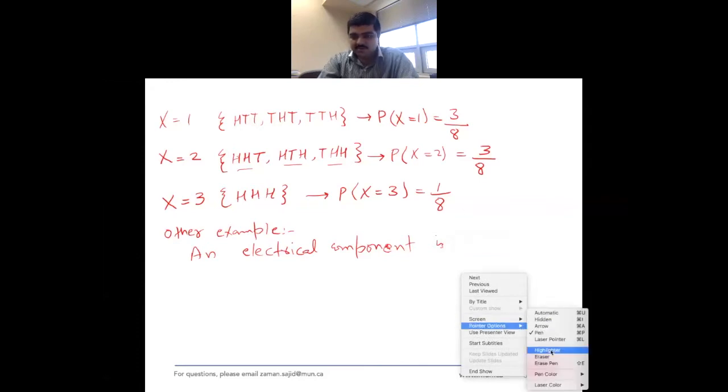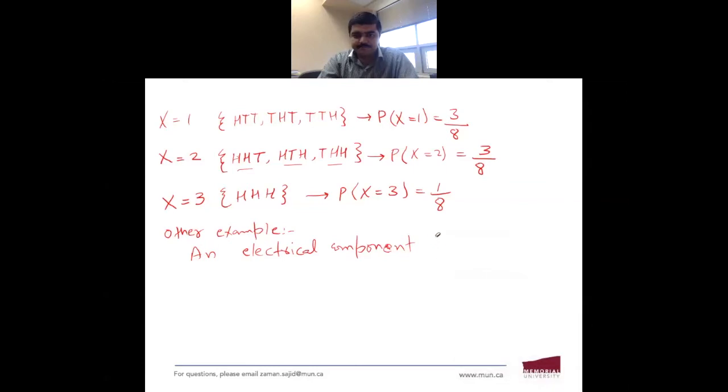Okay, let me just erase this. Okay, so another example is when an electrical component is tested. So we could have two possibilities. One could be either it is defective or it could be non-defective.